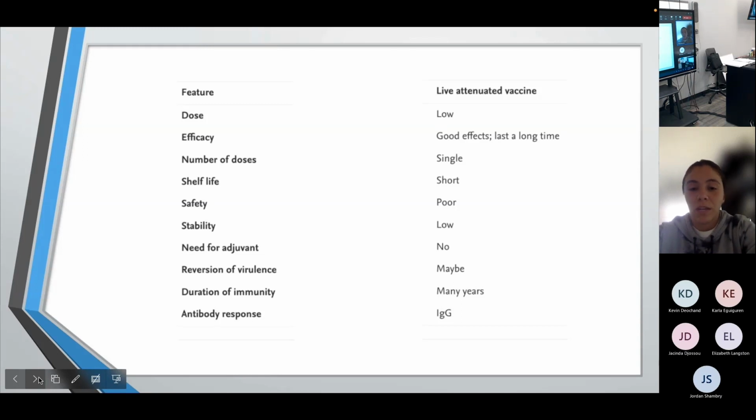Then duration of immunity: this is many years, so it lasts for a really long time. And the last one, antibody response. It's usually immunoglobulin G, which, as we all know, protects against bacterial and viral infections.